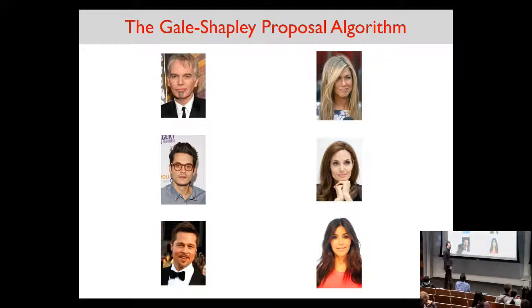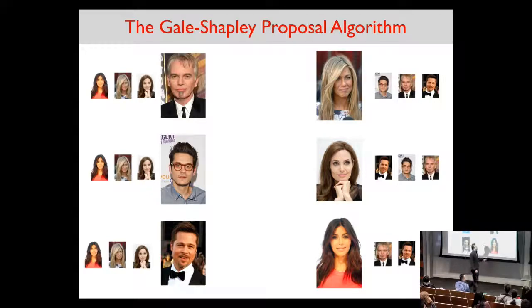Okay, and then these people are going to have some preference lists. If you look, the guys agree that Kim Kardashian is the way to go, and then Jennifer Aniston, and then Angelina Jolie. But the girls have mixed feelings, so their first choices are actually different. Okay, so this is an instance of the problem, and we're now going to run the algorithm on this.